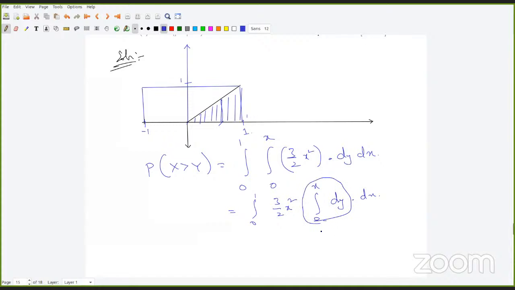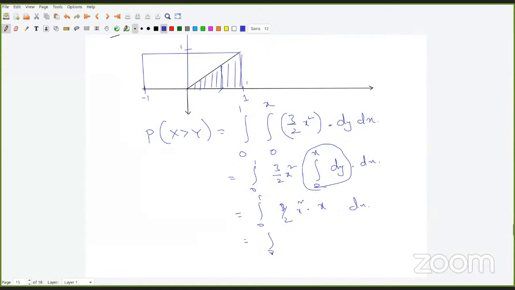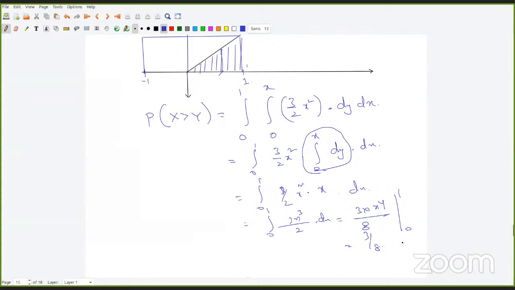So this will be y, and with y limits x and 0, it will be x. So this will be the integral from 0 to 1 of 3 by 2 x square into x, which is 3x cube by 2. Now this is correct. This integration will be 3x power 4 by 8, with limits from 0 to 1. This will be 3 by 8, so it will be 0.375.